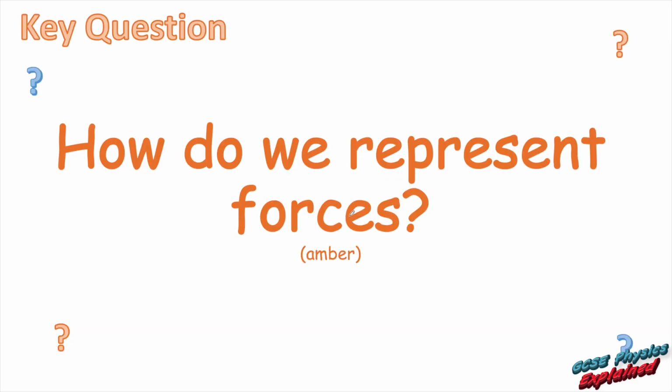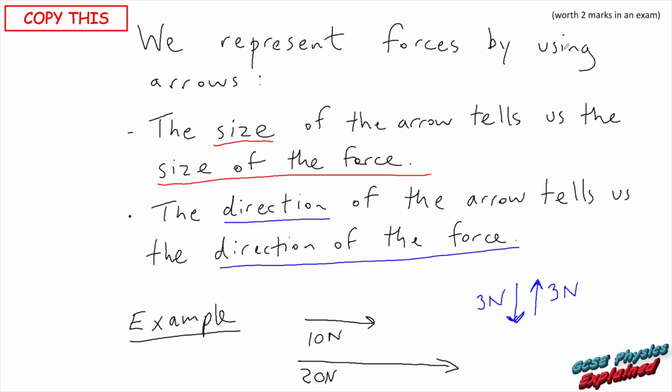How do we represent forces? Easy. For 2 marks in an exam, tell the examiner we represent forces by using arrows. And the size of the arrow tells us the size of the force, and the direction of the arrow tells us the direction of the force. Couldn't be more straightforward. For example, there's a 10 newton force going to the right, and there's a 20 newton force going to the right, and the 20 newton force should be twice as long as the 10 newton force.